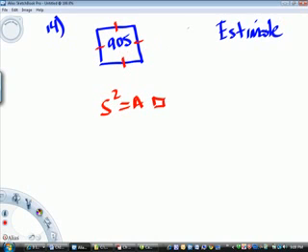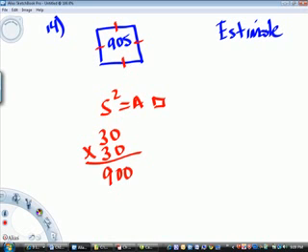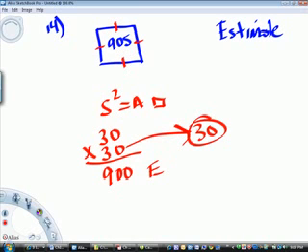Now, estimating means getting close. Okay, so if I was to try 30 times 30, because it has to be the same number twice, right? They're all the same side. They're all the same length. Then would that give me 900? Yeah. So that would be close, and that's what we're looking for. So the answer that it would be looking for, if this were the actual problem, it's similar. I didn't give you the same numbers. Is 30. Okay. All right.